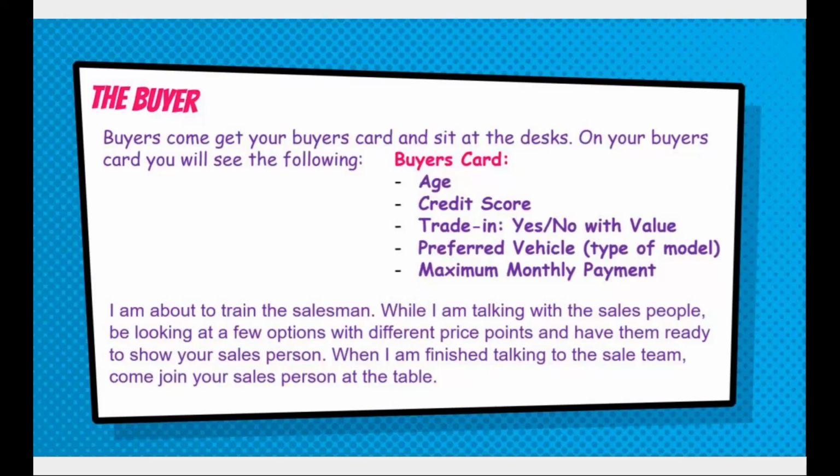So in class, I would be talking to the salesman next. While I'm talking to the salesman, the buyers should be looking at a few options with different price points in case you get there and you realize, I can't afford this, because you should be considering this with your maximum monthly payment. If your seller comes back and they cannot give you your maximum monthly payment, under no circumstance are you able to buy that vehicle.